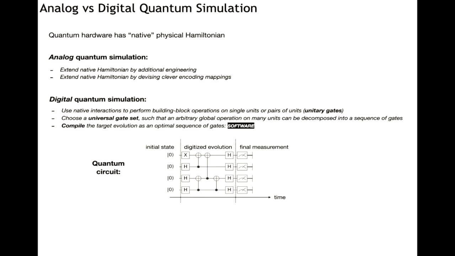So in this illustration, you see what a quantum circuit looks like. Time flows from left to right. On the left, we have our initial quantum units that are prepared in some reference state, let's call it 0. So this is our initial state. Then we have our digitized evolution, our sequence of unitary gates. This is created by software in such a way that this sequence of gates reproduces exactly the dynamics that we want.